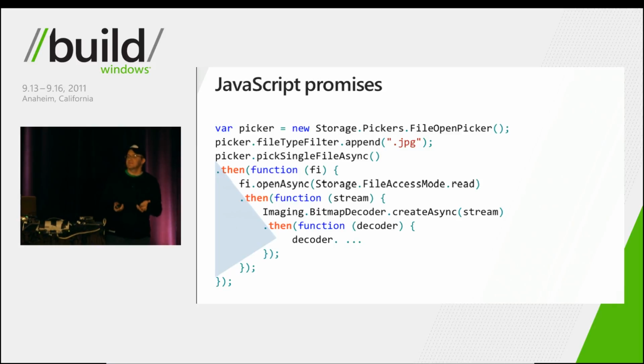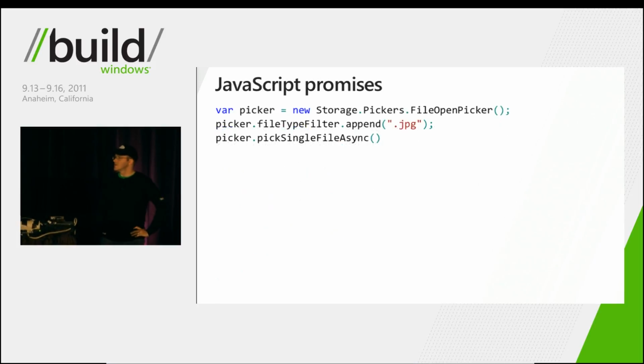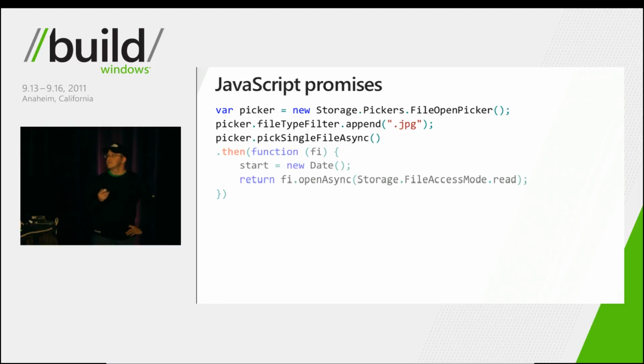So there's another way I can write this code that also gets the same job done and offers me some other advantages later. So I can take the same approach. I'll start off with the same setup. I'm going to write a pick single file async API. I'm going to write .then. And I'm writing that. I've got a promise now, right? So I'm writing .then against the promise, and it takes in the file item that I got back from the file picker. And then I'm going to call open async on that file object.